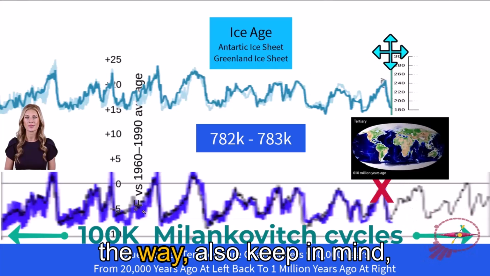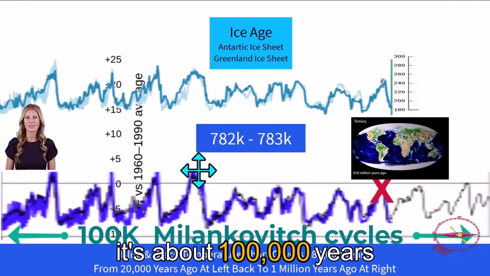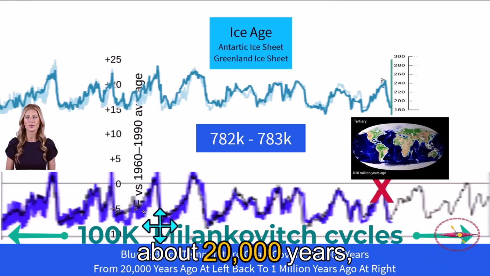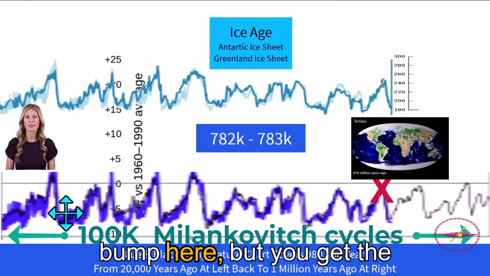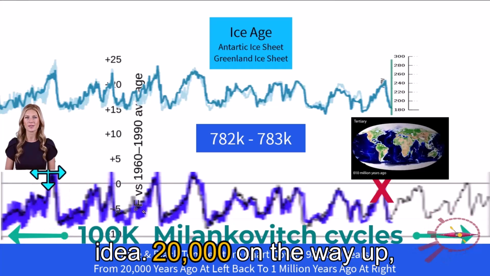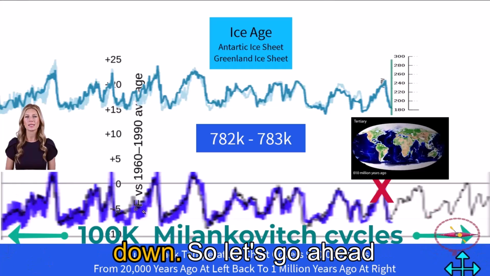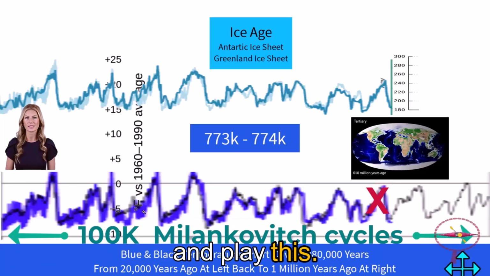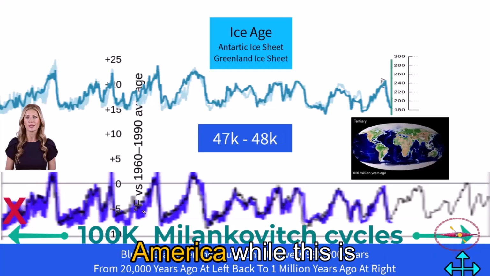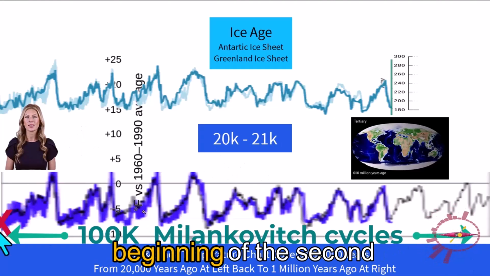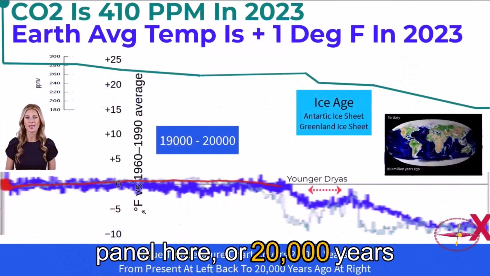And, by the way, also keep in mind, it's about 100,000 years from here to here. This is about 20,000 years. 100,000 years. About 20,000. There's a little bump here, but you get the idea. 20,000 on the way up, 100,000 years on the way down. So let's go ahead and play this. Just keep in mind that there are glaciers all over North America while this is happening, and we're at the beginning of the second panel here, or 20,000 years ago.